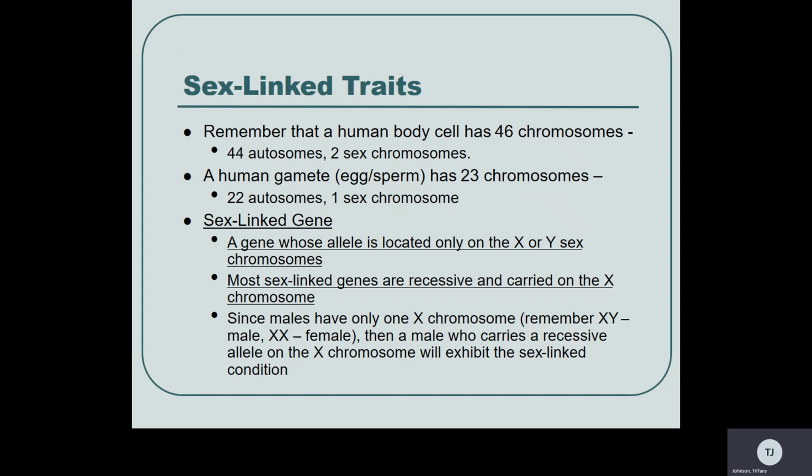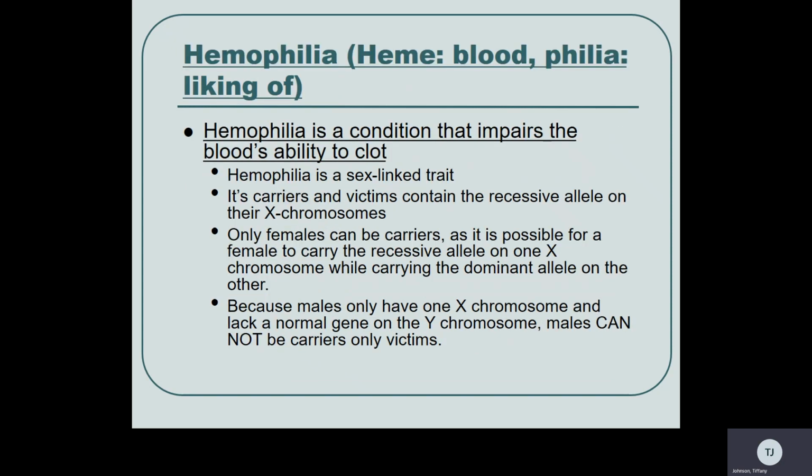Okay, so let's talk about one such disorder, hemophilia. Hem means blood and philia means liking of. So hemophiliacs are individuals who cannot clot their blood. They don't have the blood clotting factors. They don't make those proteins. And that is a gene that is mutated and it is on an X chromosome.